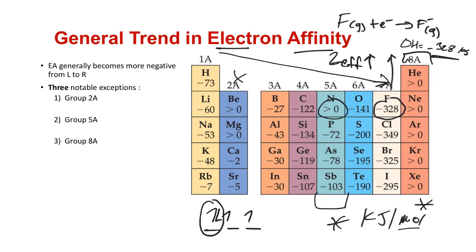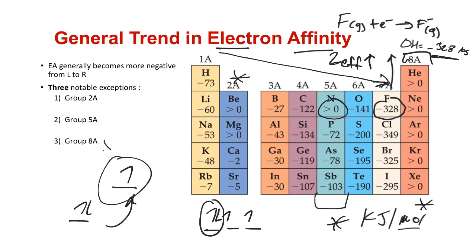And the same thing happens in the 2A subshell. Well, it's slightly different here, where we take beryllium and it ends up being positive, because we're putting the extra electron from a 2s into a higher energy 2p subshell. So it takes more energy to put that electron into a higher energy subshell. So electron affinity generally becomes more negative from left to right towards the halogens, stopping with the noble gases.